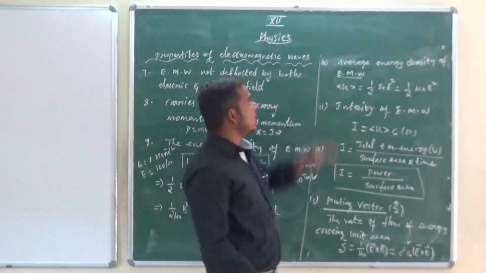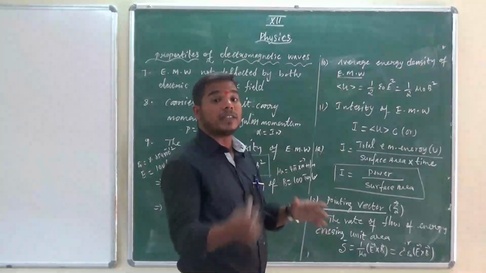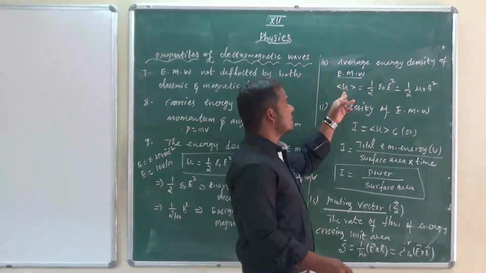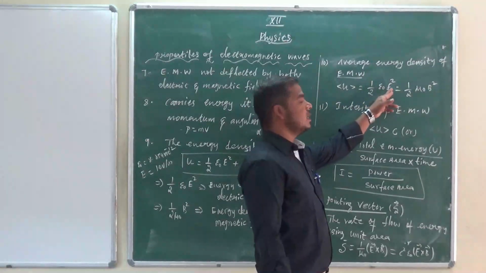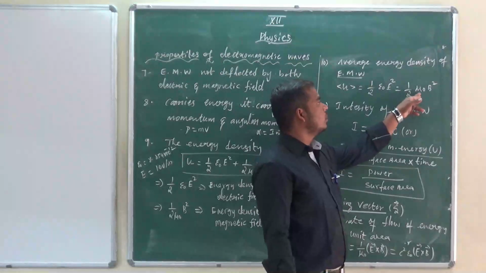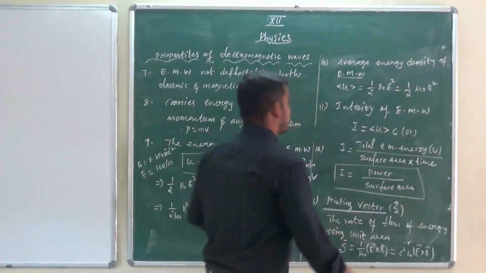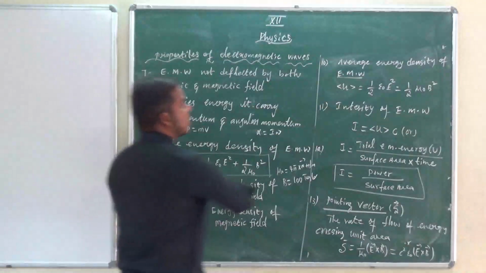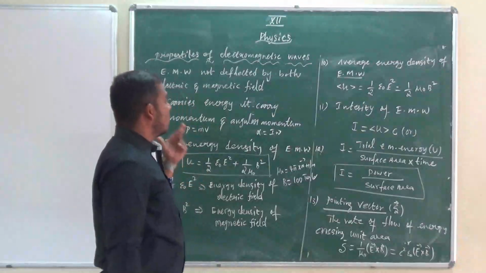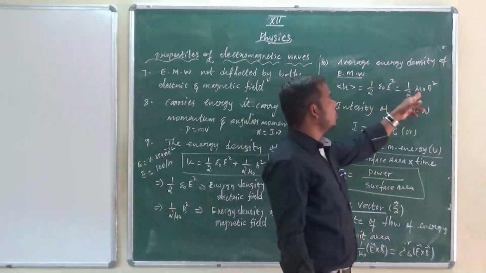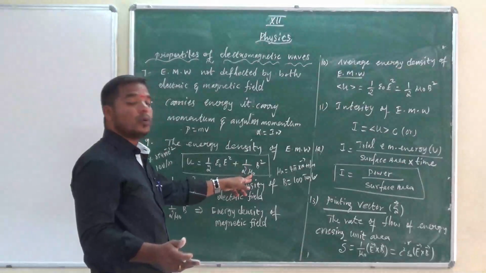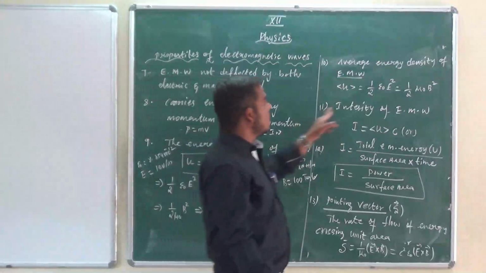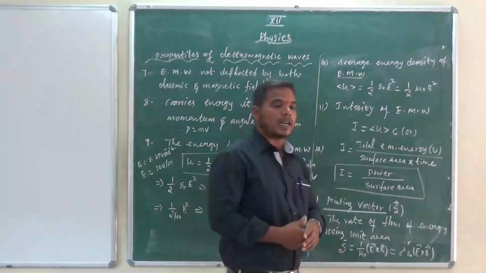Next, the 10th point, average energy density. The average energy density is equal to 1 by 2 epsilon 0 E square, equal to 1 by 2 mu naught B square. What is the difference? Both equations are the same, see here. But here in the average density, the mu naught is in the denominator. That is the difference.